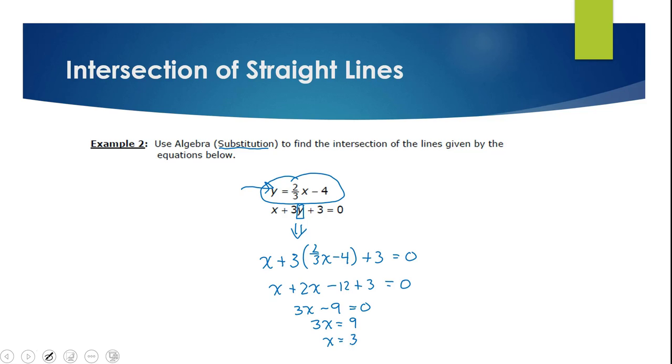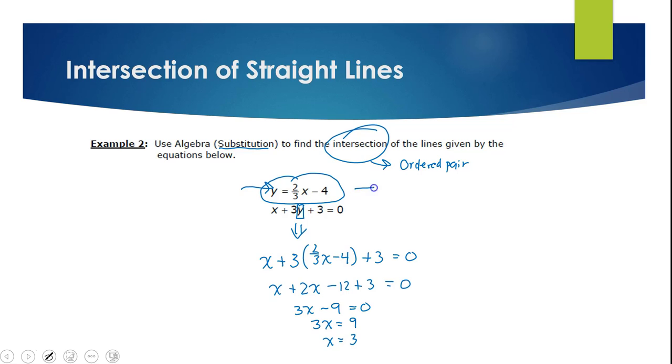I'm not done yet. Remember, I'm looking for an intersection, so I do need an ordered pair. A lot of students get into this habit, especially ones that struggle in math: "I got an answer. It seems to make sense. Yay! I got x equaling a number." Well, you're not looking just for x. You're looking for y too.